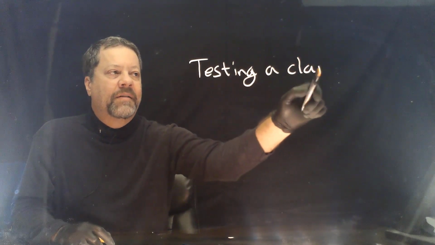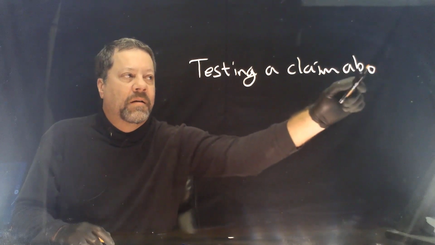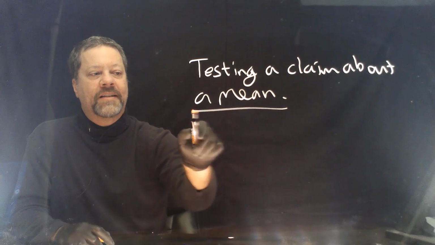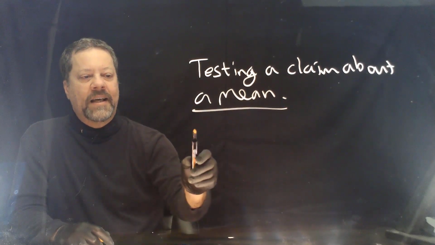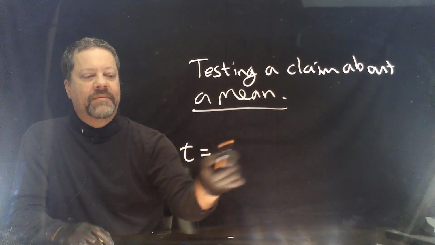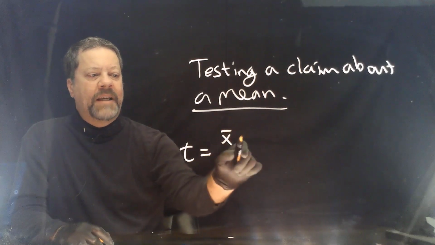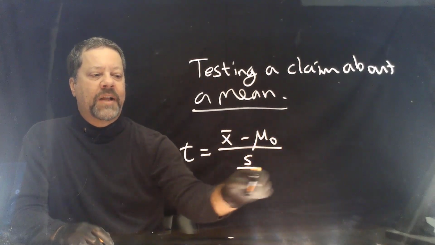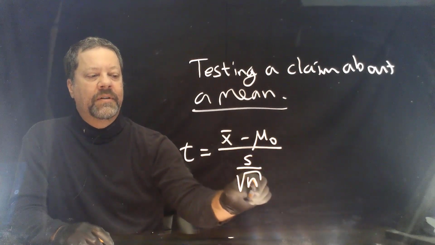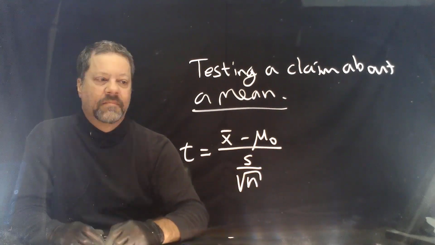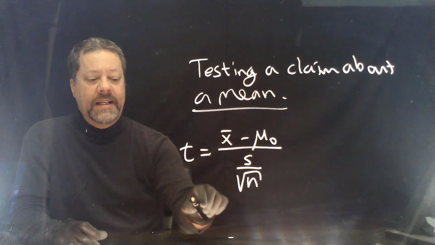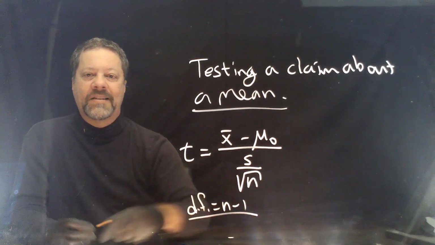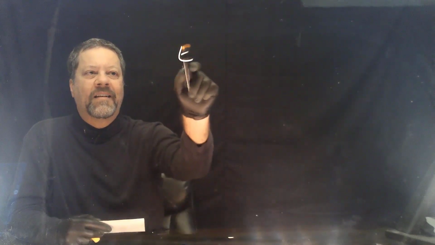Testing a claim about a mean is our next topic. In this case, we'll use a t-statistic. We'll use the sample mean minus the null hypothesis mean divided by the sample standard deviation over the square root of the sample size. This uses a t-statistic with the degrees of freedom equal to 1 less than the sample size.